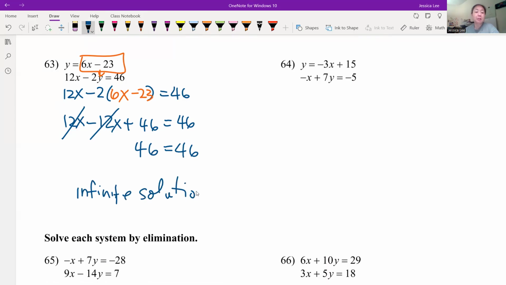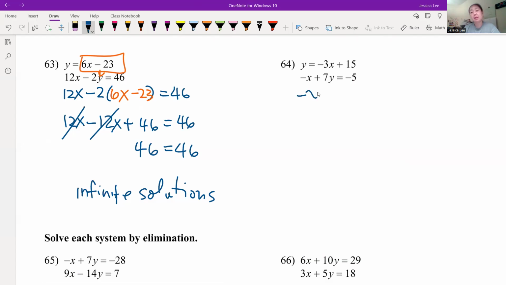I like to say infinitely many solutions, but the answers here say infinite solutions, so we're going to leave it at that. Because how many solutions are there? An infinite number. So basically, if you were to graph it, it would be the same line. They both represent the same line. All right, last problem of this kind.